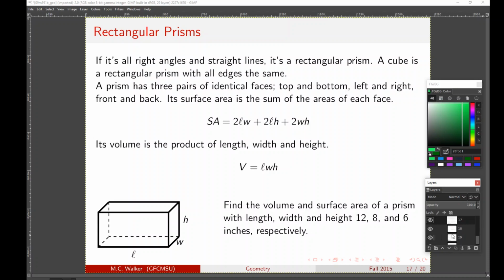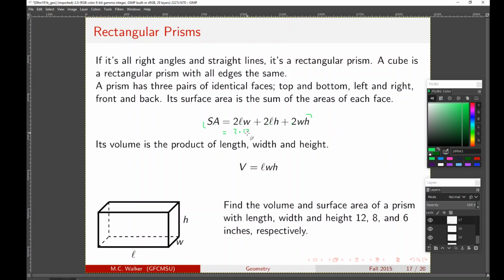Rectangular prism, we already did one of those examples. And that's the name for this box type shape where it's made out of rectangles. The surface area, again, is you add up the top and bottom, the left and right, and the front and back of this thing, and you get the surface area of it. We'll go ahead and do this example of a surface area of a prism with length, width, and height of 12, 8, and 6 inches respectively.